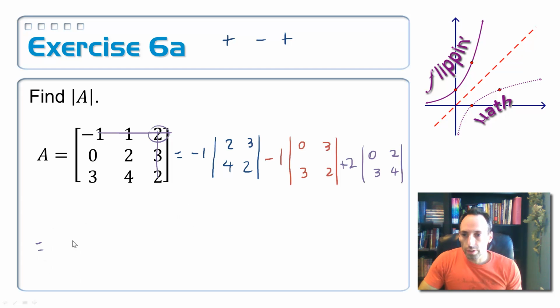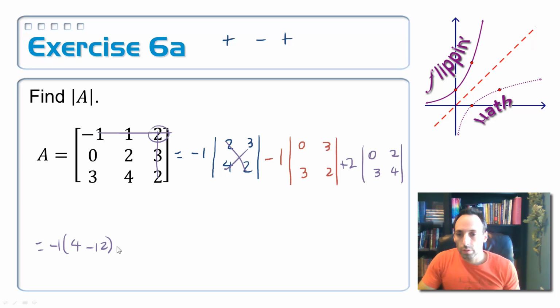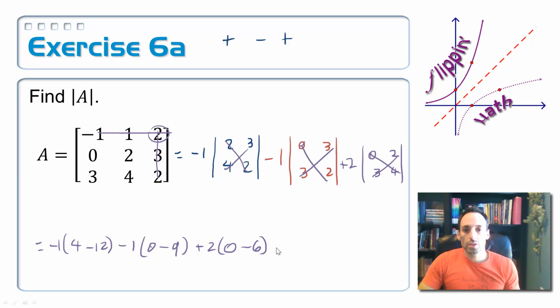So this should be equal to negative 1 times, this one is a 4, I guess I could put the 1 out there, minus 12, minus 1 again, 0, minus 9, and then plus 2 times 0 minus 6. Now let's just simplify here.